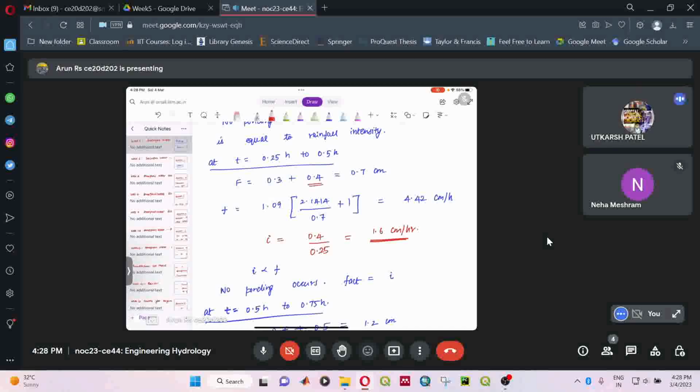We are comparing it with the infiltration rate. So if the rainfall intensity is less than the infiltration rate, all the rainfall will infiltrate, right?